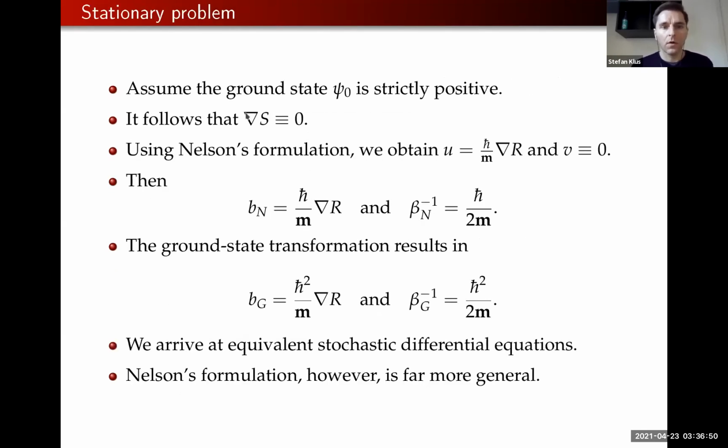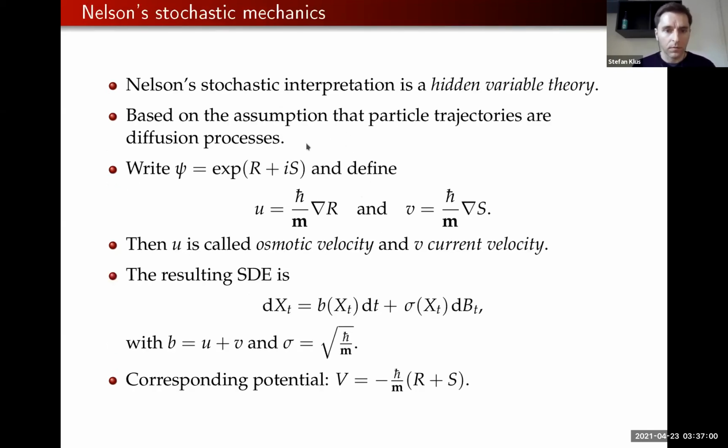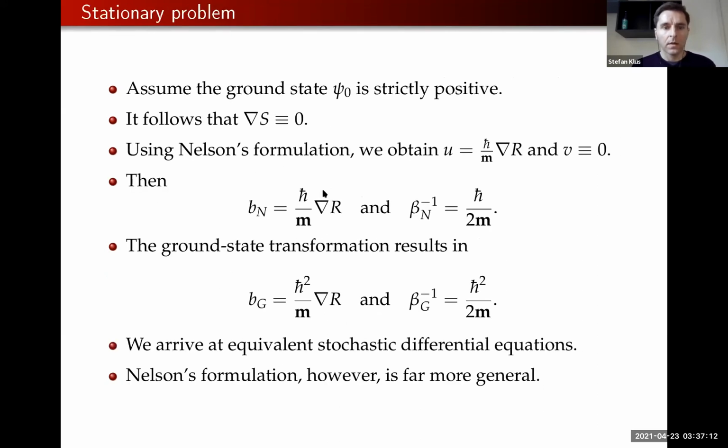And you can also show that if you have a stationary problem, then Nelson's stochastic mechanics is equivalent to this ground state transformation. And this is shown here. If I quickly go back to this slide here, if you have a strictly positive ground state, that means that this S part here is not required, and the gradient of this S part is 0. So we need only this real part here. And then the corresponding differential equation using Nelson's stochastic mechanics is given simply by the gradient of R. This S term drops out because it's 0. And this is equivalent to this ground state transformation.